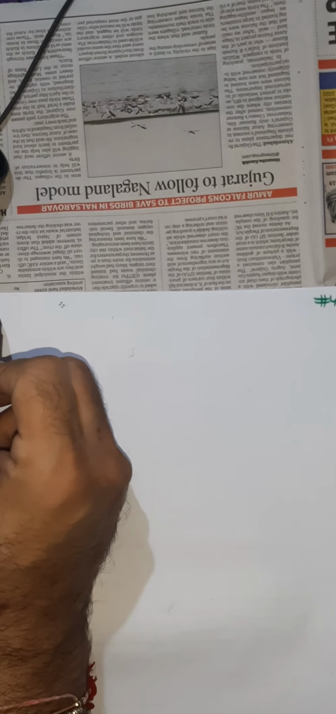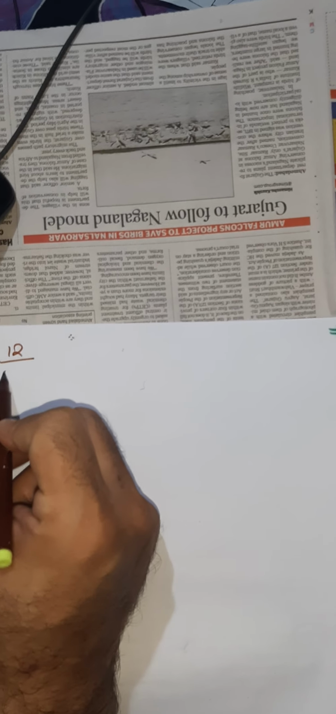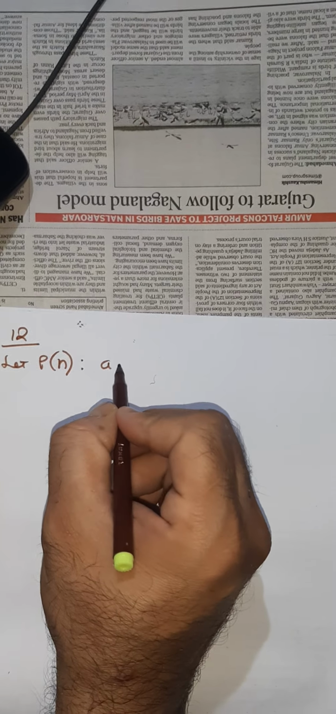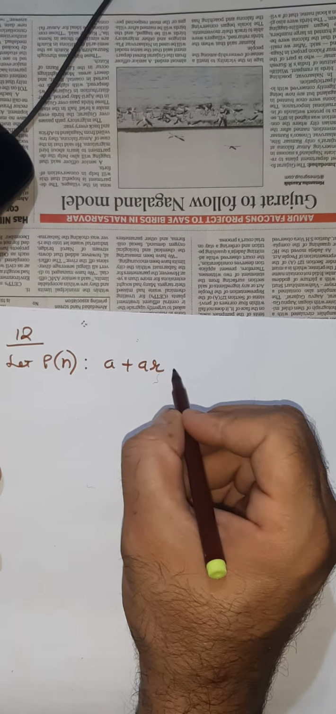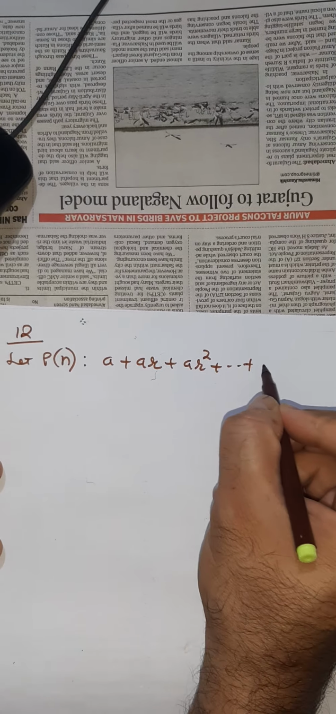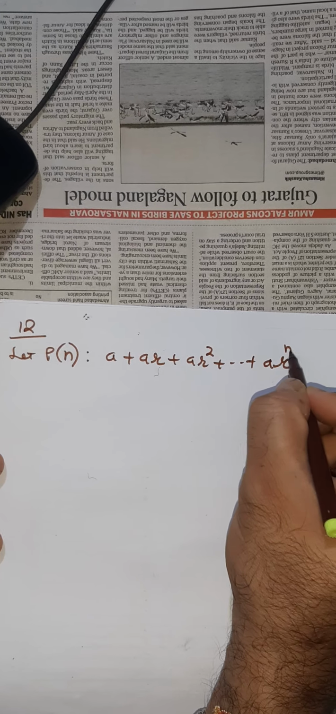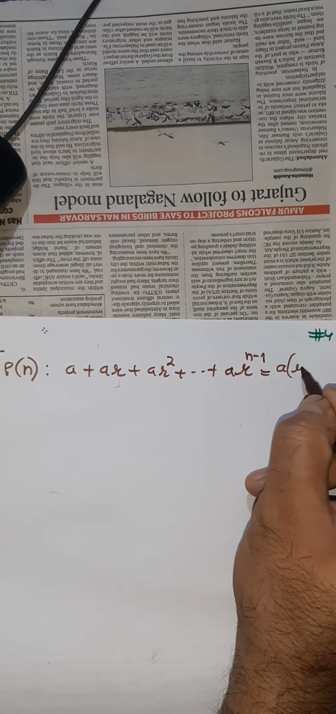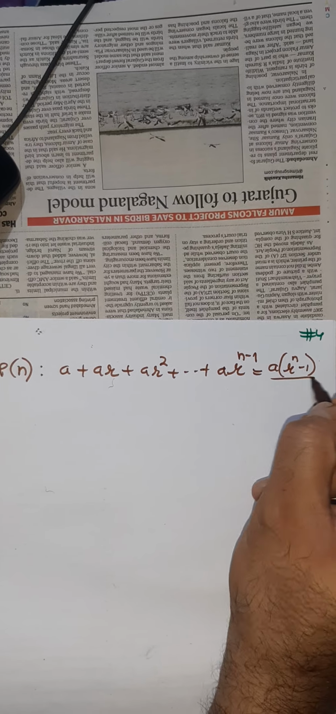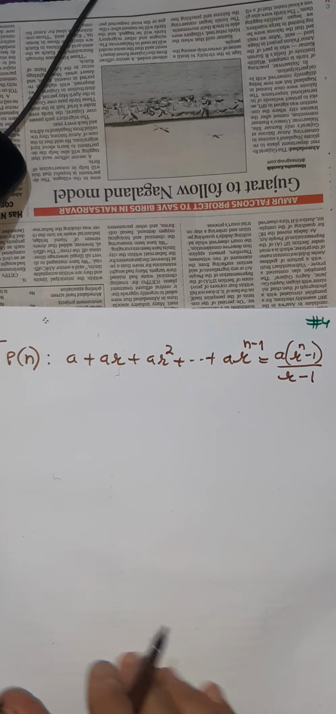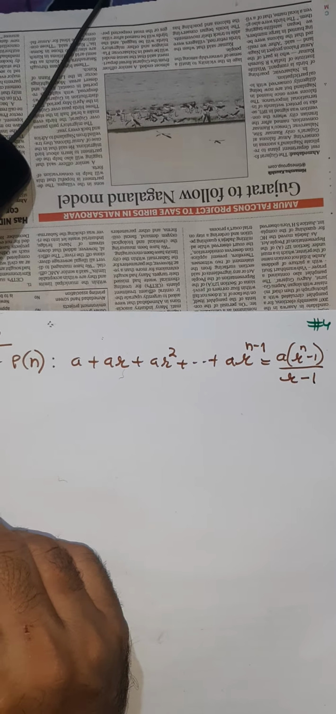So I'm at question number 12 now. Let's take Pn, the given statement, as a plus a into r plus ar square and so on, a into r raised to n minus 1 equals to a into r raised to n minus 1 upon r minus 1. This is a given statement. Okay, so first we prove for n equals to 1 here.